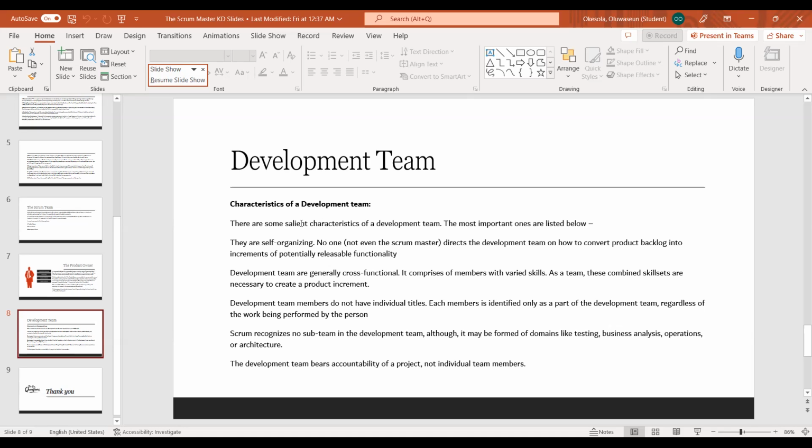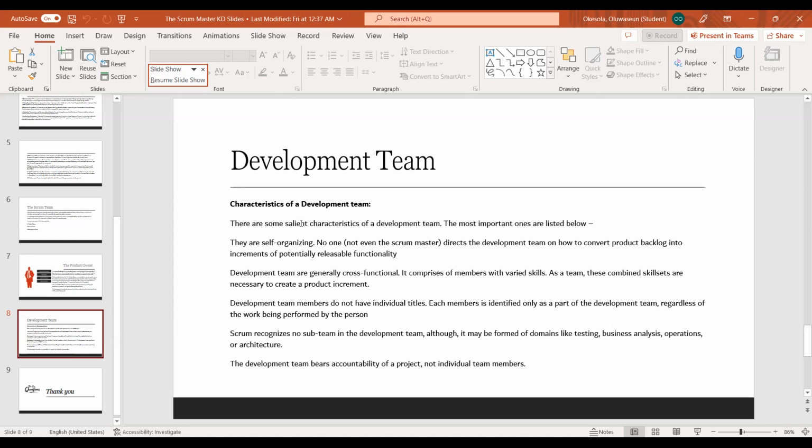So when we talk about development team here, it says it comprises members with varied skills. As a team, these combined skill sets are necessary to create a product increment. So basically, when we are talking about development team, we are talking about software engineers, software developers, solution architects, graphic designers, product designers, right? Testers, anything you can mention, they all function as the development team.